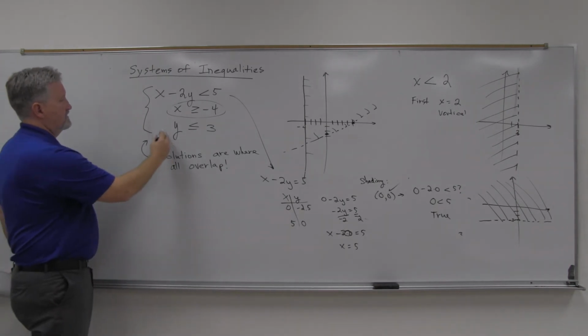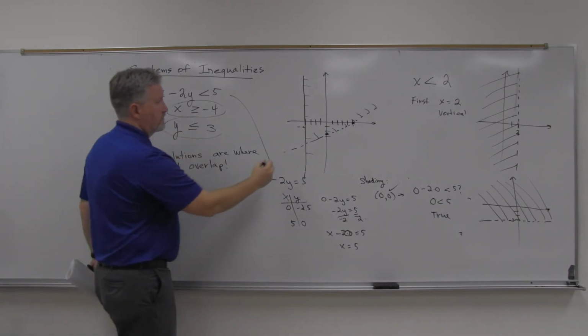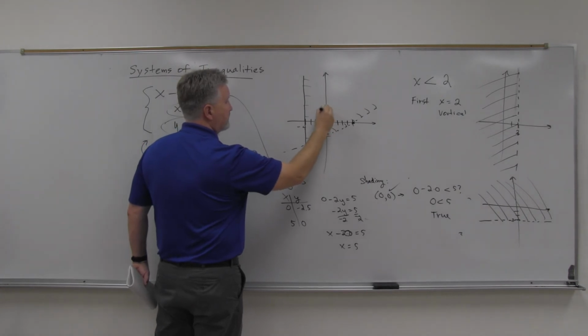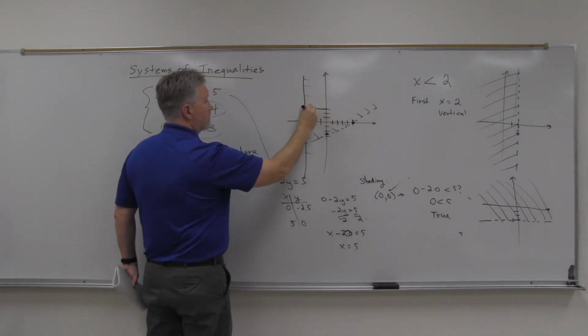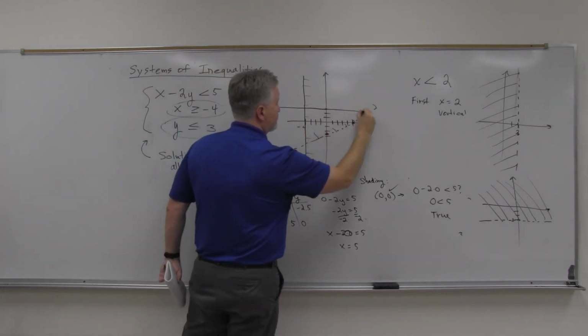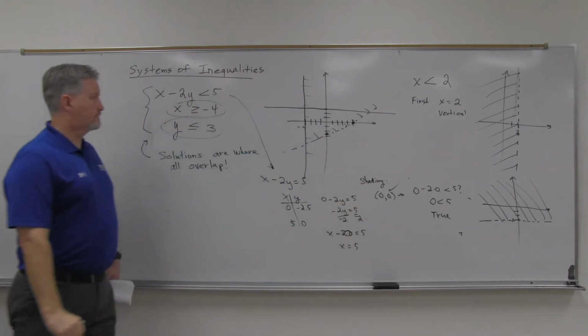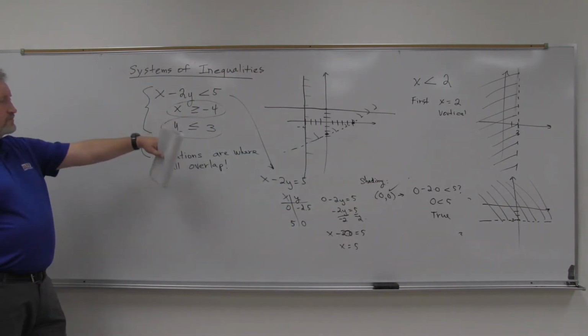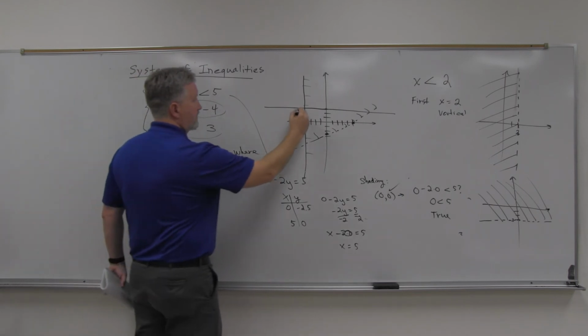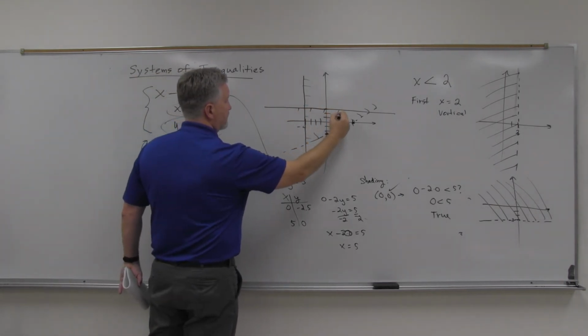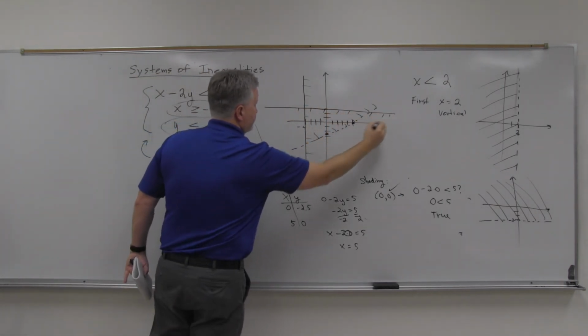And then last but not least, y is less than or equal to 3. That's our horizontal line, y equals 3. And it's solid because you've got the equal to part. 0, 0 would work again, so that's below the line as well. Okay.